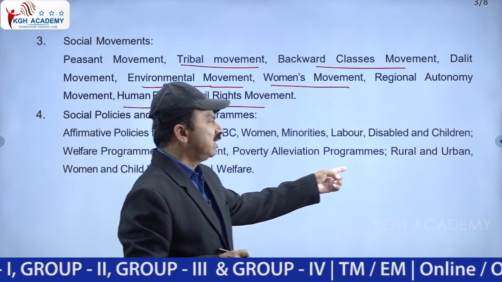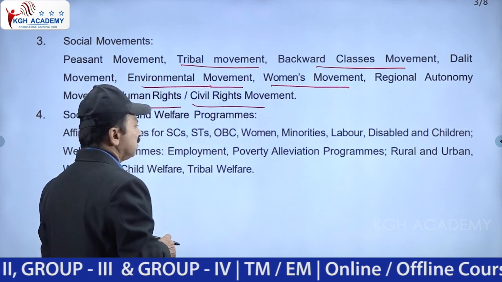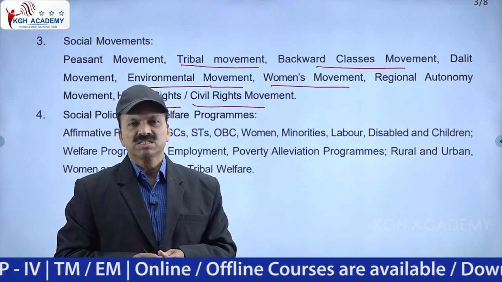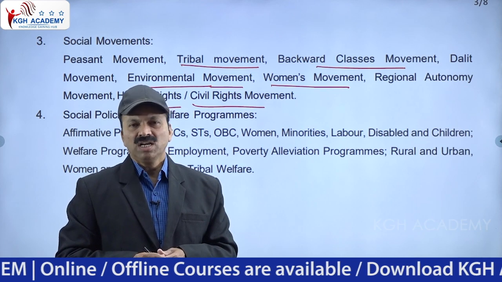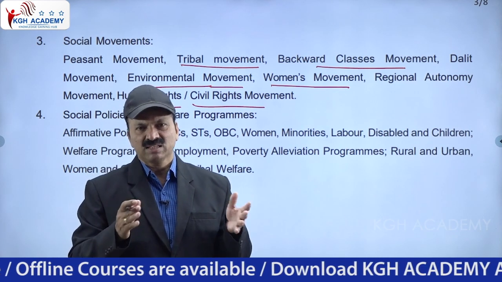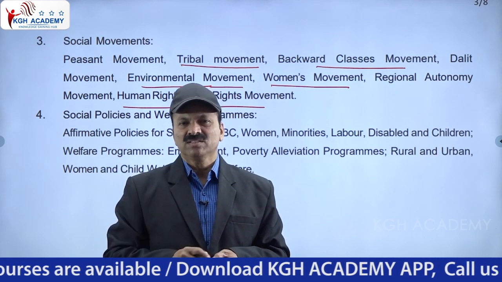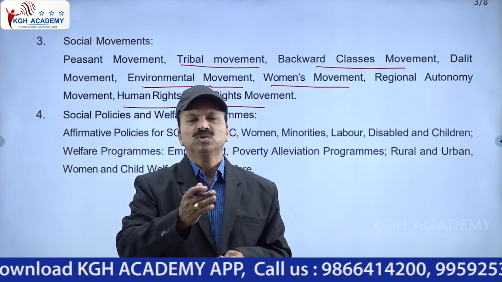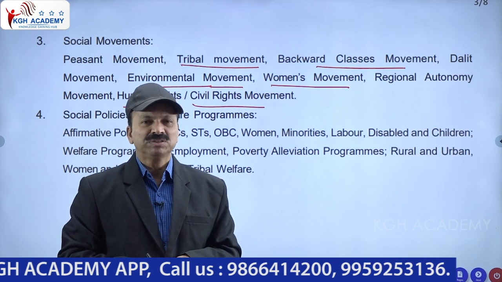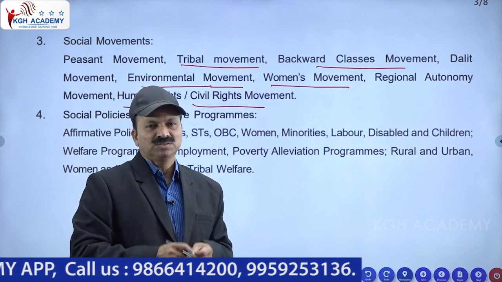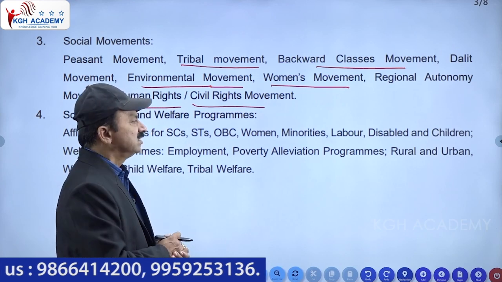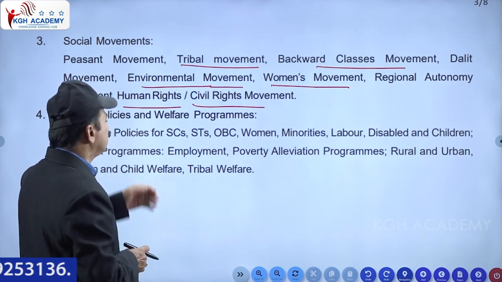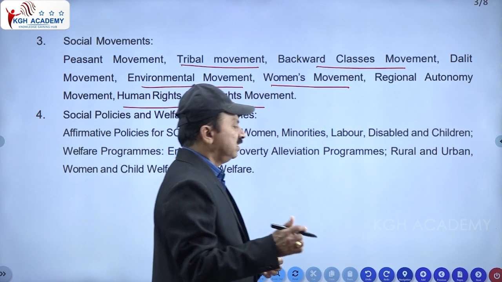Then rural and urban development. Rural development must take place, urban development also should take place. Rural areas must not be neglected, because they are the backbone of the towns. Each and everything comes from rural areas only, whether vegetables, milk or food grains. That's why villages must not be neglected. They are the backbone of the economy of the country. So rural and urban, women and children welfare, tribal welfare. All these social policies and programs we have to see in this topic.